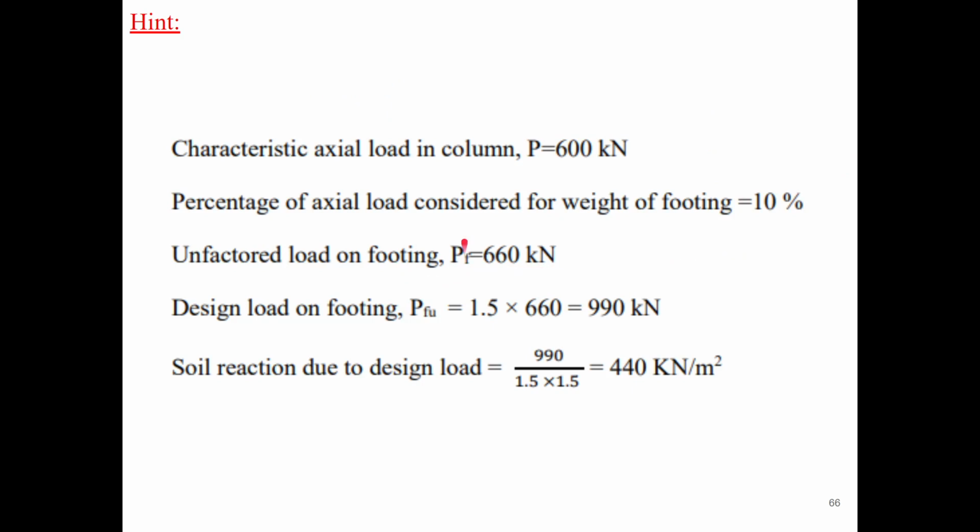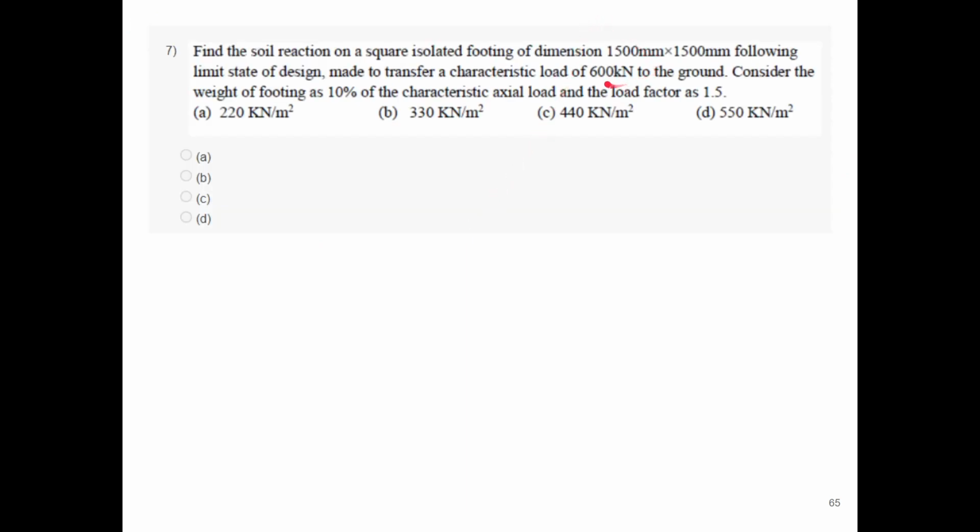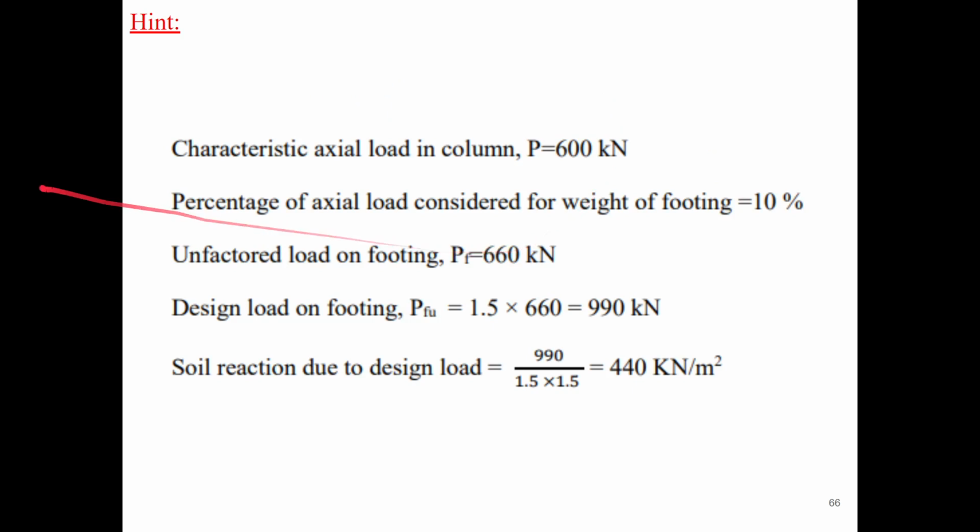If you see here, the characteristic axial load acting in the column is 600 kilonewton, and the footing weight is 10% of this, that is 60 kilonewton. So the unfactored load on footing is 660. But the design load will be 1.5 times more, as I told you. So the factored load will be 1.5 times 660, that is 990 kilonewton.